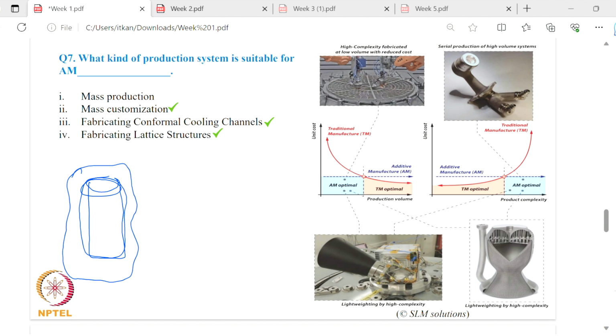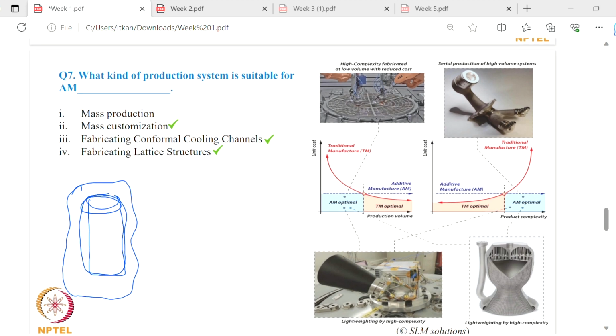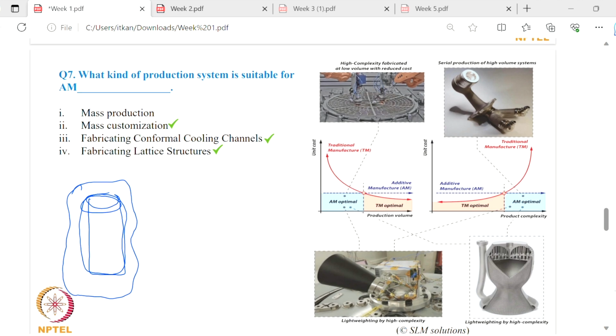So when we have to choose additive manufacturing, this is mass customization. Here there are some graphs, and we will compare our products with them. Additive manufacturing versus traditional manufacturing: here you can see high complexity fabricated at low volume with reduced cost, and serial production at high volume systems.